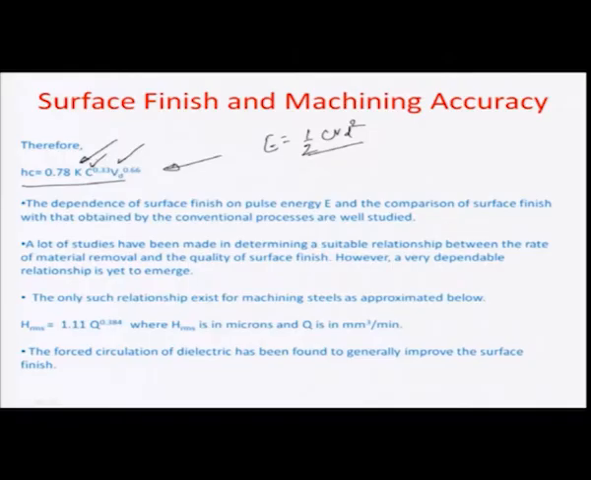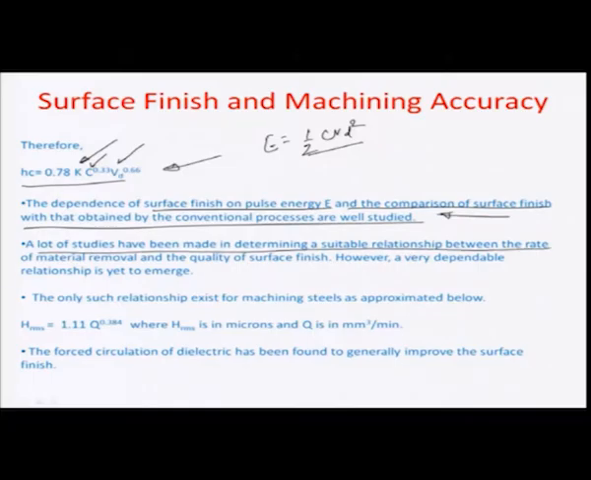So the dependence of surface roughness on pulse energy E and the comparison of surface finish with that obtained by conventional processes are now quite well studied. A lot of research has gone into this area, and a lot of studies have been made in determining a suitable relationship between the rate of material removal and the quality of the surface finish. However, these are all empirical in nature, and a very dependable relationship has not really emerged so far between the surface finish and the spark energy. It works well in case of combinations of different materials.